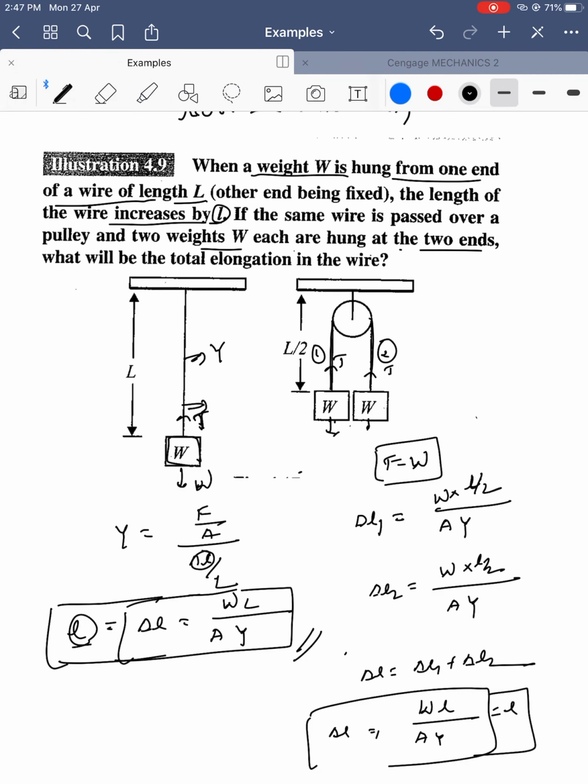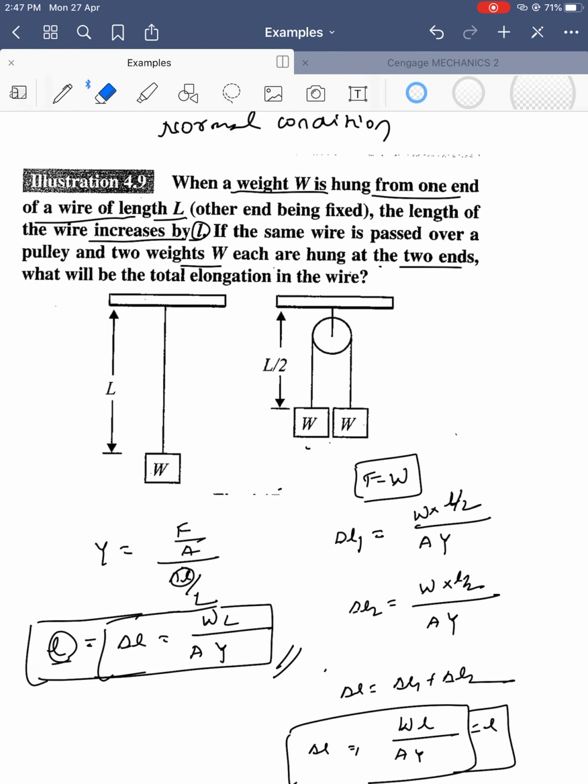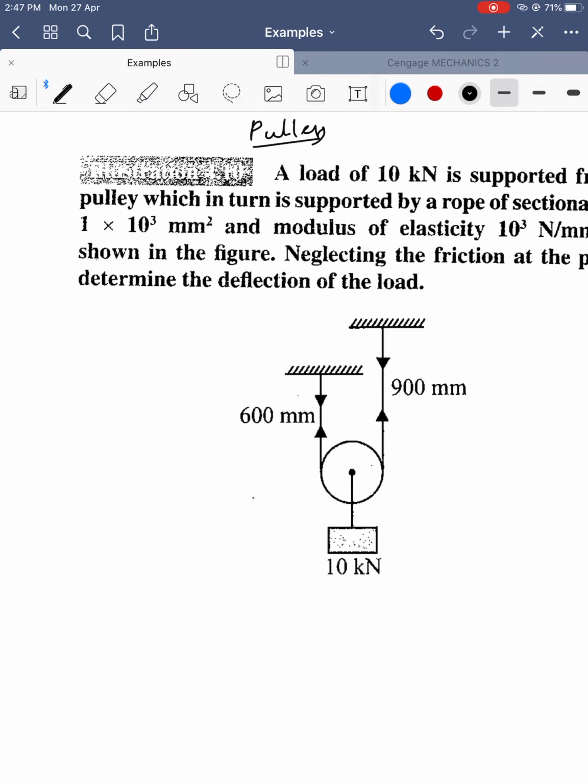So whether we connect directly from the rope to the block or whether we connect with the pulley, with the net force we are getting the same answer. What will be the elongation in the total wire? The same elongation as the other one, it is equal to small l. Let's go to the other condition.